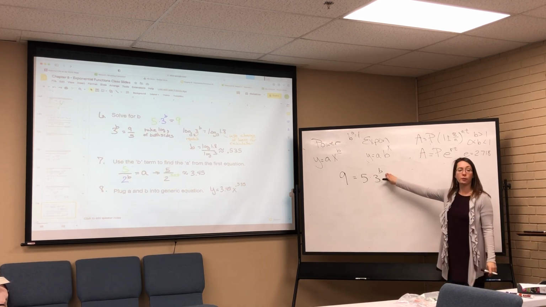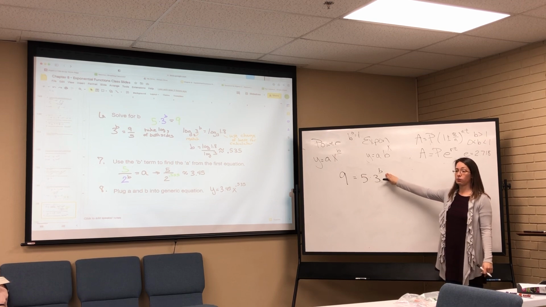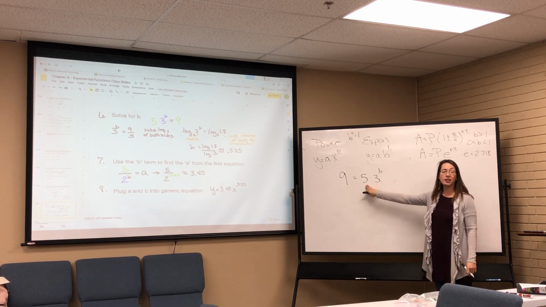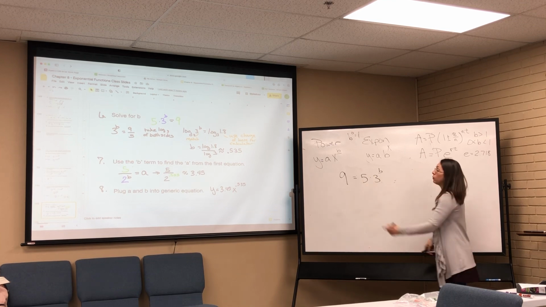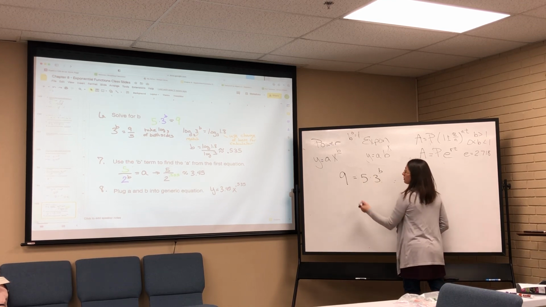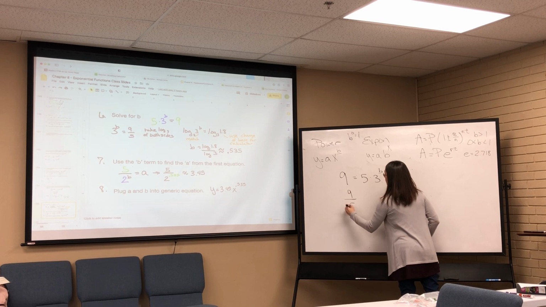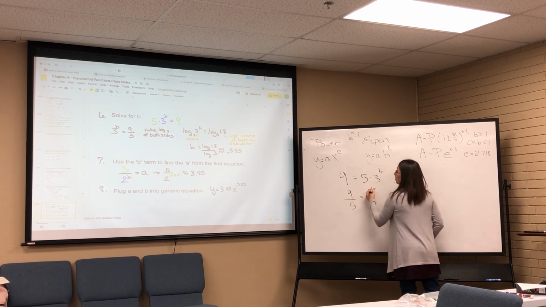So we want to solve for b. We've got to get b by himself. The first thing is we can go ahead and get rid of that 5. We can divide both sides by 5. So I've got 9 divided by 5 equals 3 to the b.